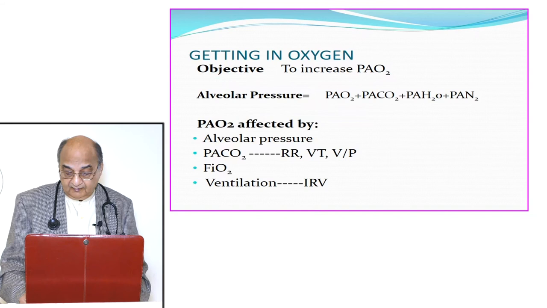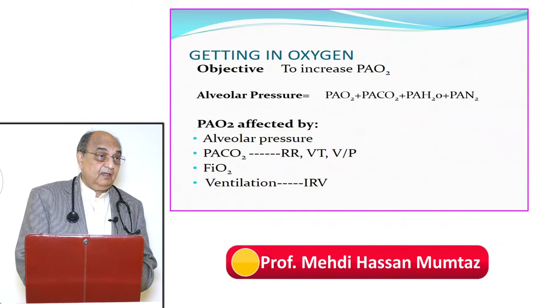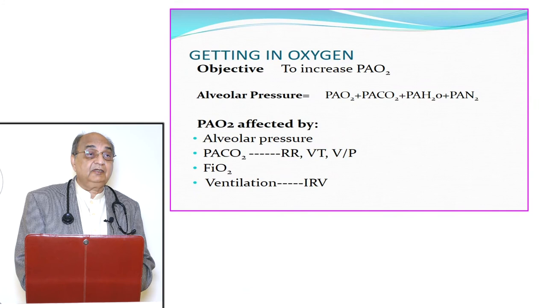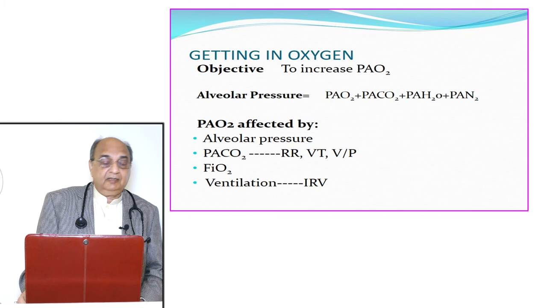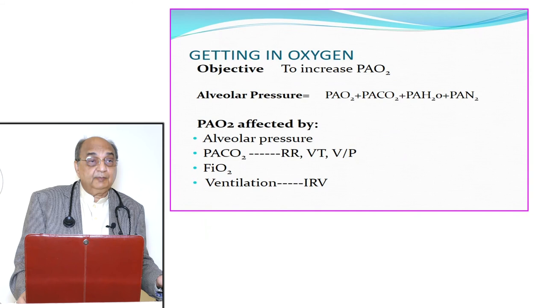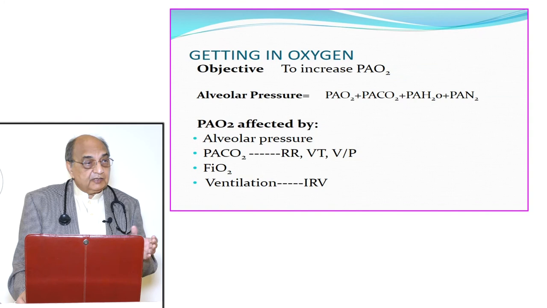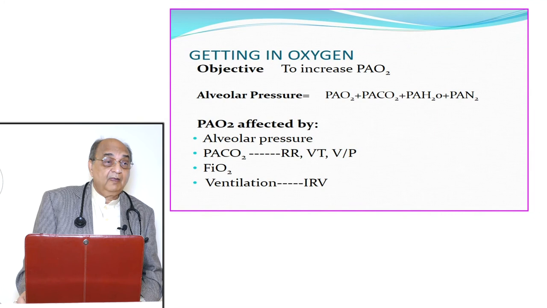One of the objectives of the respiratory system is to get oxygen into the alveoli. And if the oxygen goes to the alveoli, this is called the partial pressure of oxygen in the alveoli, P big A O2. So the pressure in the alveoli is a mixture of pressures of different things, like oxygen, water, nitrogen, and CO2 which is coming into the alveoli. So the partial pressure in the alveoli is equal to the partial pressure of oxygen plus the partial pressure of carbon dioxide plus the partial pressure of water vapor plus the partial pressure of nitrogen. If you combine all together, that will be the pressure at the alveoli.